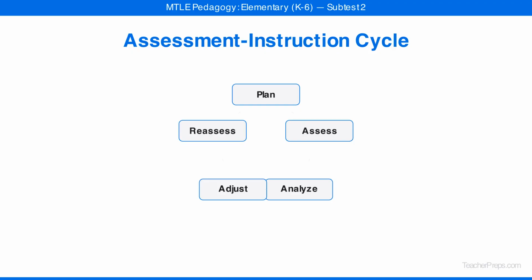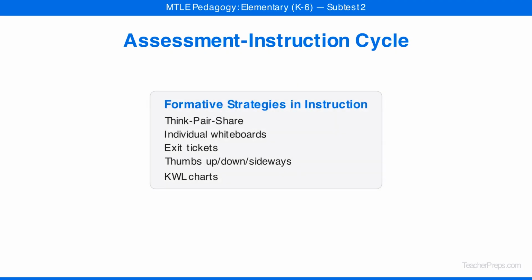The assessment instruction cycle works like this: plan instruction, assess, analyze results, adjust instruction, then reassess. This is not a one-time event. It's a continuous loop. Formative assessment strategies embedded in instruction include Think Pair Share, where students discuss with a partner before sharing; individual whiteboards, where every student shows their answer simultaneously; exit tickets, a quick check at the end of class; thumbs up, thumbs down, thumbs sideways for quick comprehension checks; KWL charts, which track what students know, want to know, and learned; and strategic questioning techniques.